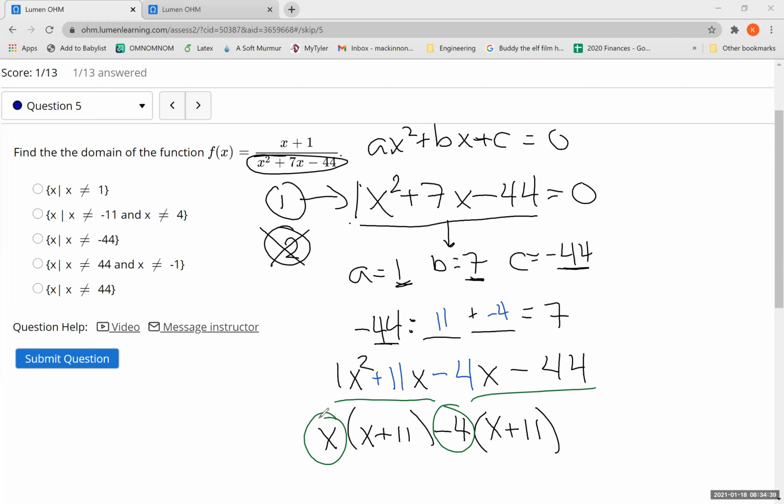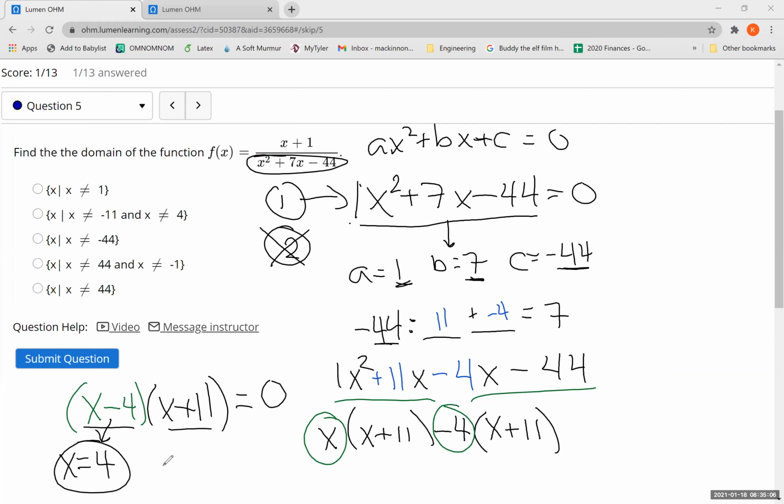So now we end up with x minus 4 as one factor and x plus 11 as another. Now for the zero product property, if I've got two numbers that multiply to give me 0, at least one of them has to be 0. So I'll leave the small equation here to you, but I've got x minus 4 equals 0, so x equals 4. That's going to be where one of the bad things is. And then x plus 11 equals 0, well, that's going to be -11. That's where the other bad thing is.